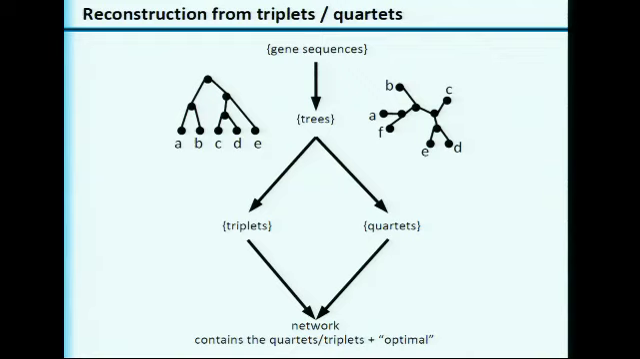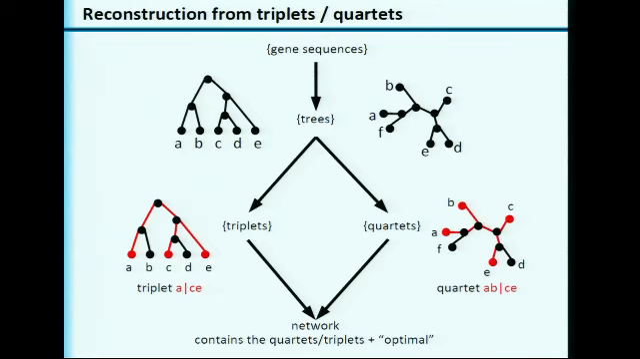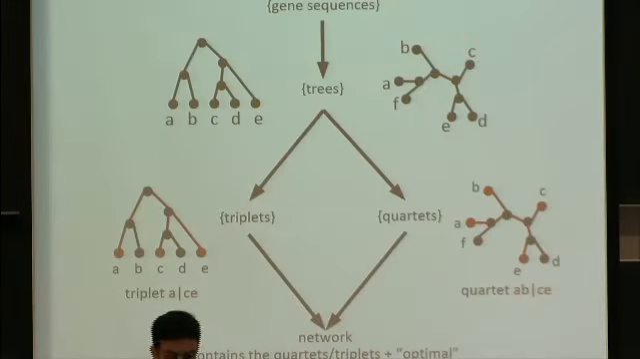So an idea was to not go directly from the trees to the network, but to explode the trees into the triplets and quartets they contain. So here is the definition of triplets, A separated from C, just a rooted tree on 3 leaves contained in the network, or in the tree. And the quartets are just the same, but unrooted and on 4 leaves. And so here is the quartet AB separated from CE.